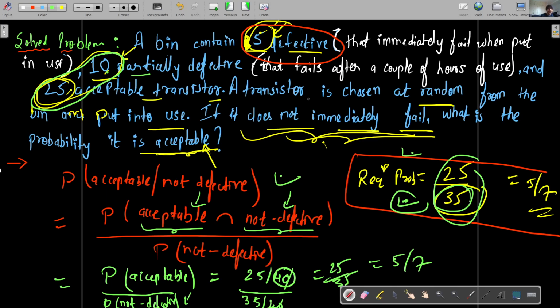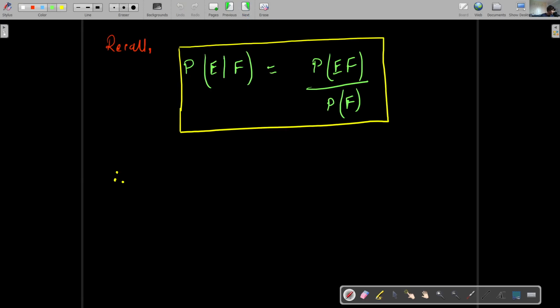Now let's move towards the next topic. Let's recall again what we derived in our last class: if E and F are two events, then the probability of occurrence of event E given that F has already occurred is the probability of the intersection of both, divided by the probability of F.